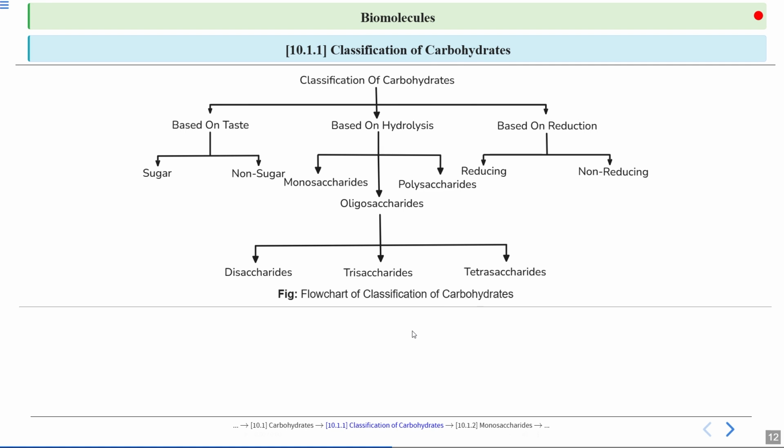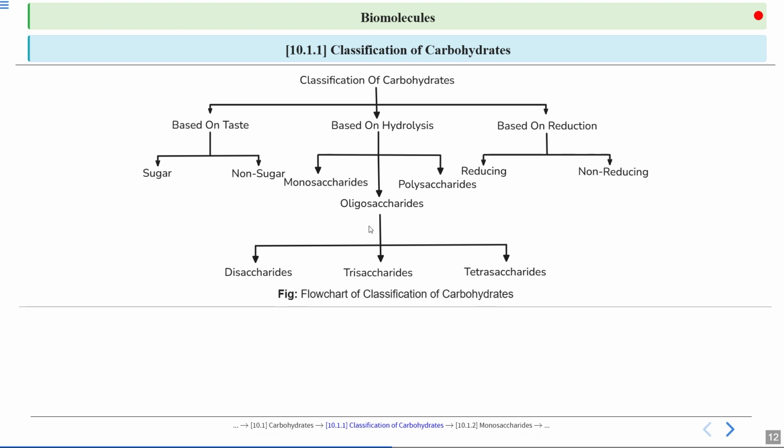Now look at the classification of carbohydrates. Carbohydrates are primarily classified on three bases: based on taste, based on hydrolysis, and based on reduction. Based on taste, they are further classified into two categories: sugar and non-sugar. Based on hydrolysis, they are classified into three categories: monosaccharides, oligosaccharides, and polysaccharides. And based on reduction, they are classified into two categories: reducing and non-reducing.